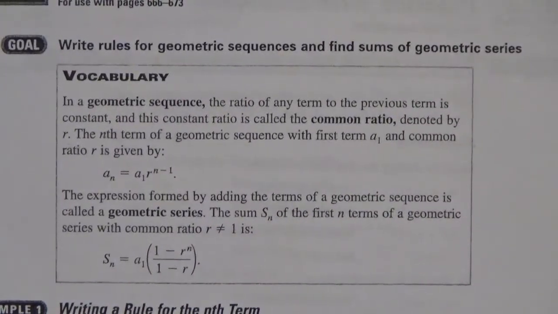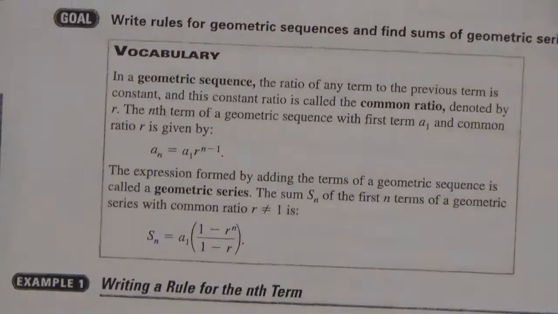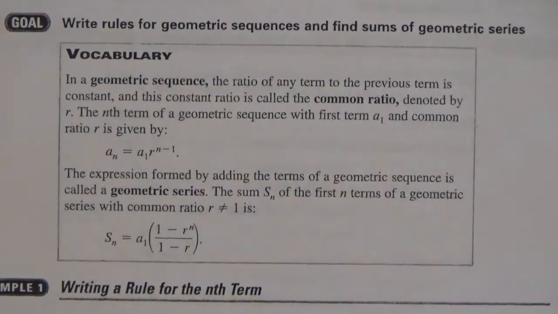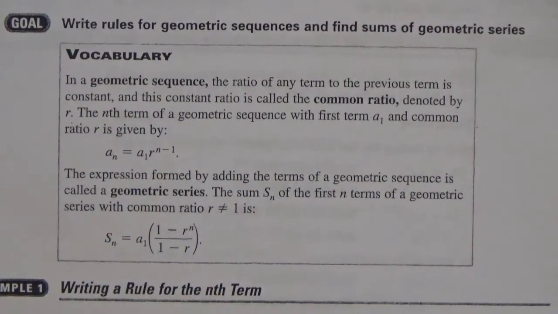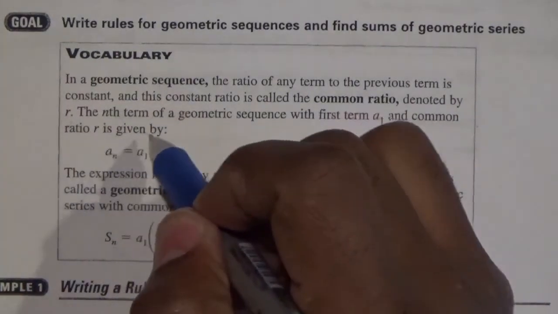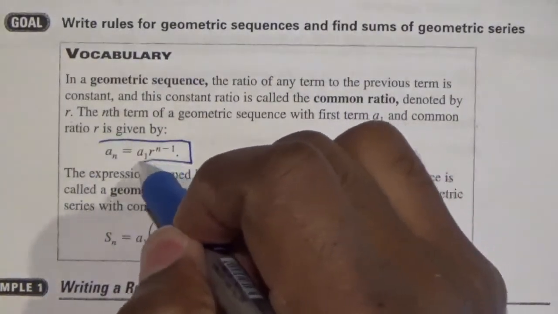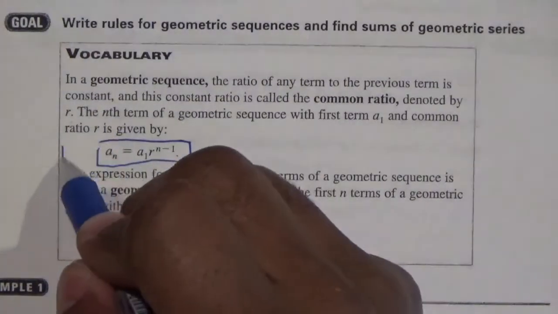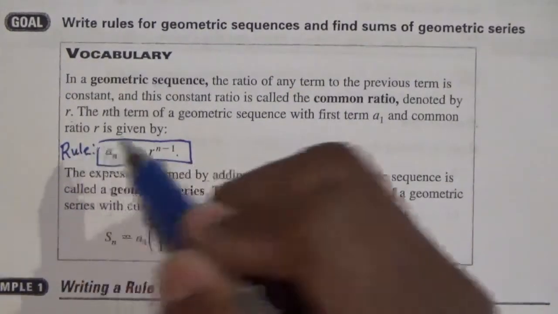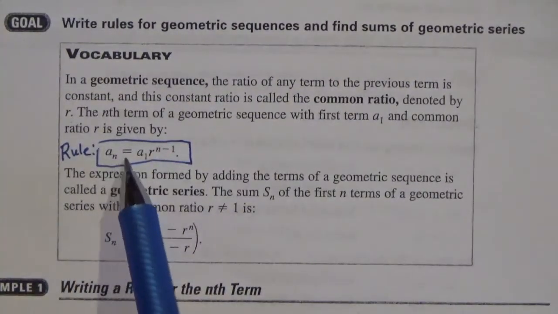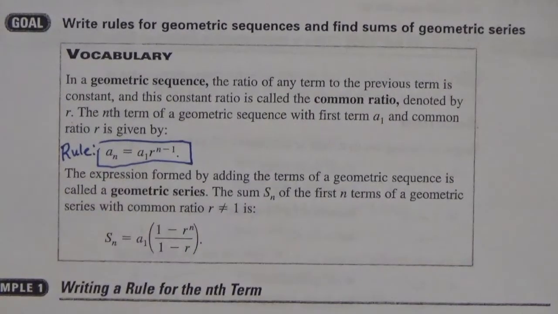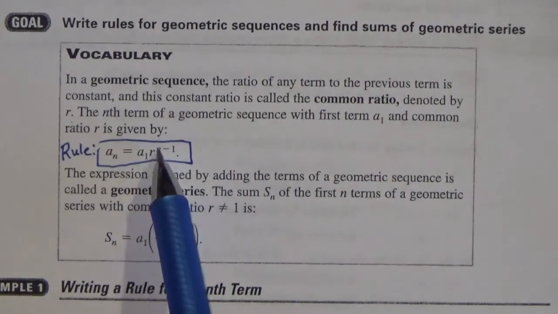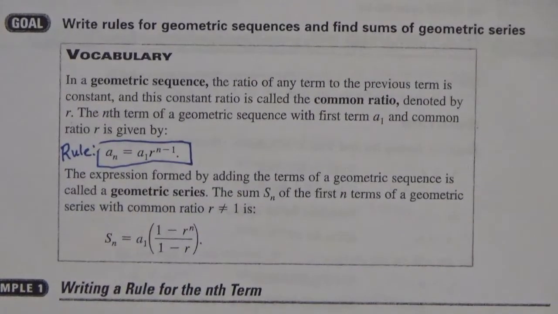So in our paper here, you have your vocabulary. Now, before, with arithmetic sequences, we had a rule, and for geometric sequences, we have a different rule and different values. Our rule for a geometric sequence is a sub n is equal to a1, which we know to be the first term in the sequence, times r, all raised to the n minus 1. Our rule's a little bit different.